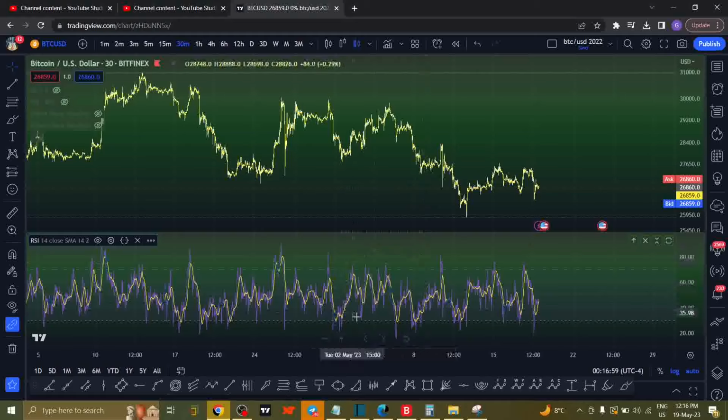And now this RSI index will have a volatility between 0 and 100. Anything above 79 indicates that there's going to be selling momentum, and vice versa. Anything below 20 indicates buying momentum.